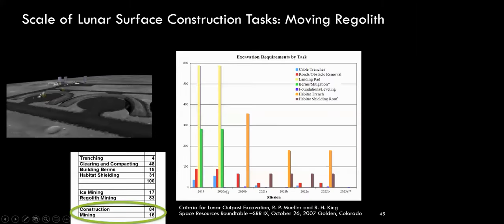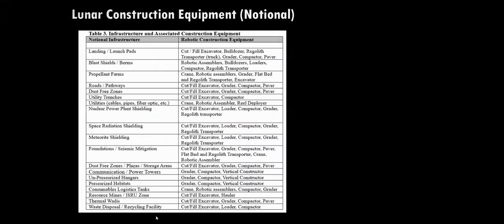In fact, I did a study on this a few years ago, and we always were under the impression that mining was really the main customer for regolith excavation. But when I looked at the Constellation program at that time, and we started laying out things like launch and landing pads, trenching, clearing, compacting, building berms, habitat shielding, it turned out that 84% of the mass of regolith that we needed to excavate was for construction, and only 16% was for oxygen extraction for ISRU mining. So construction is the biggest customer of regolith excavation.